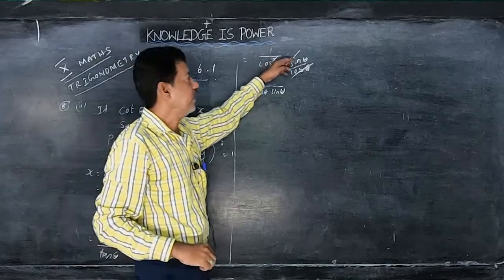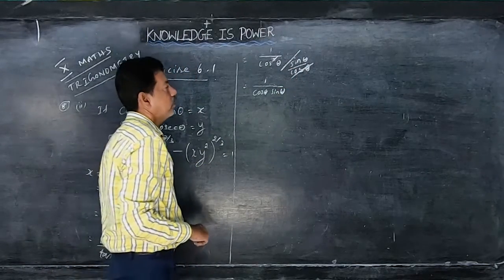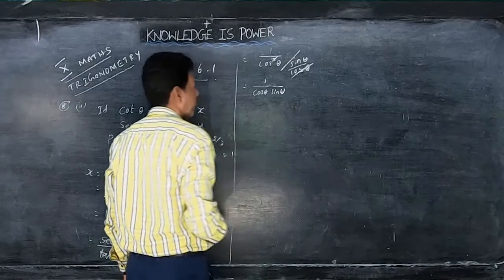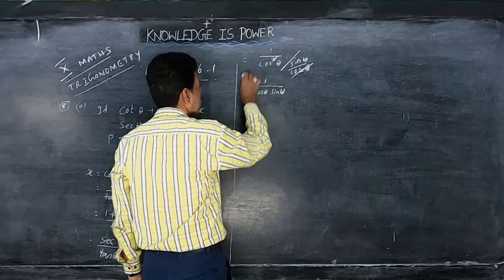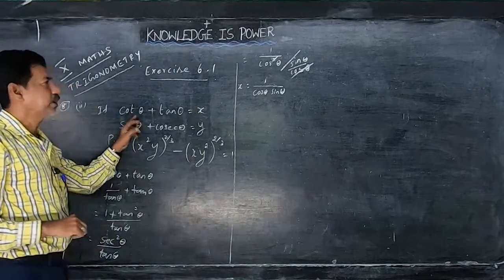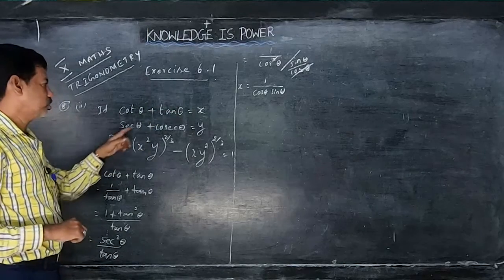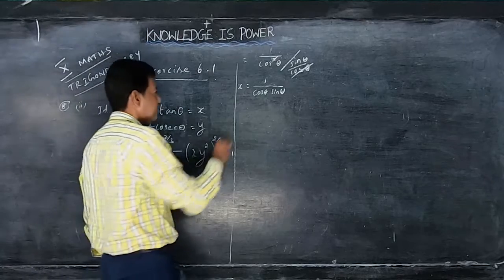Because if sin goes upside down, what happens? Sin theta becomes reciprocal. Okay? So now we get cos theta and sin theta. This is the value of x. We have reduced this x and kept it like this. Next, take it as y. Same, you have to solve that y.